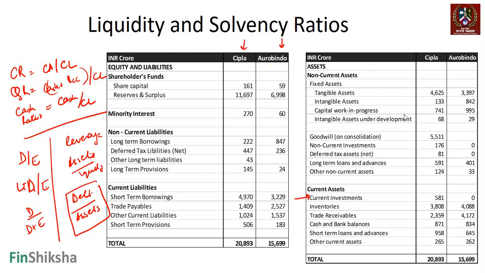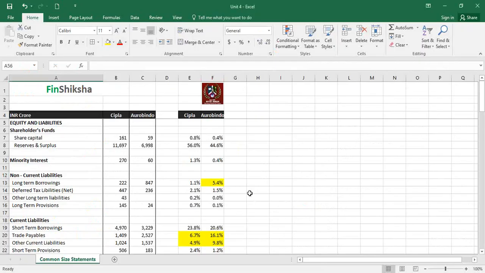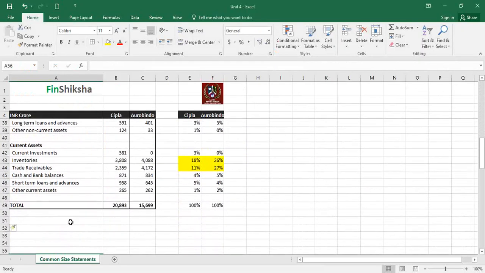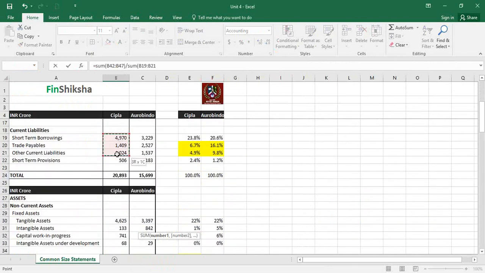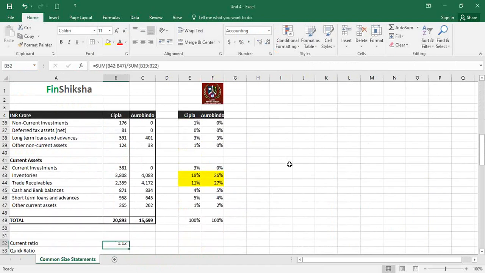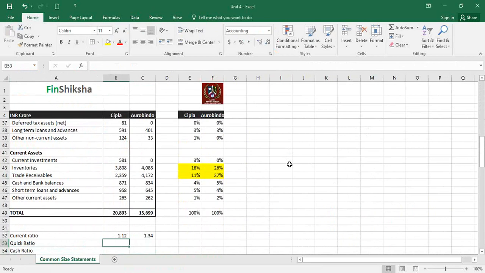Let's go back to our Excel file and it'll be easier for us to calculate it there. So here we go. We can calculate the ratios here. Let's write down current ratio, quick ratio, and cash ratio for both the firms. Let's calculate that first. So current ratio is the sum of all current assets divided by the sum of all current liabilities, correct? That's my current ratio, and we find that it's higher for Aurobindo.